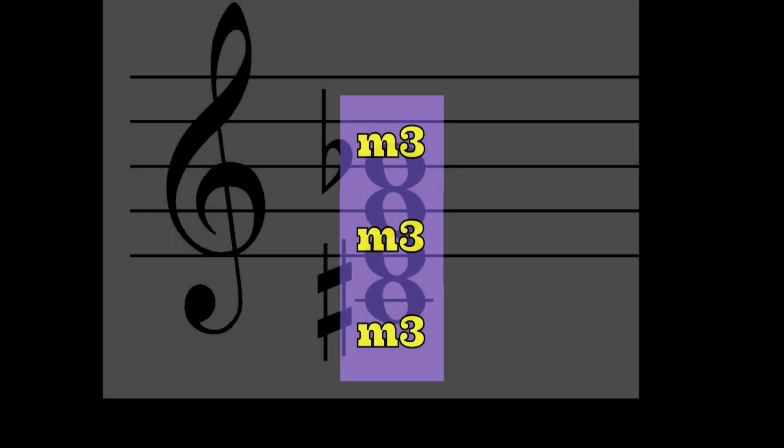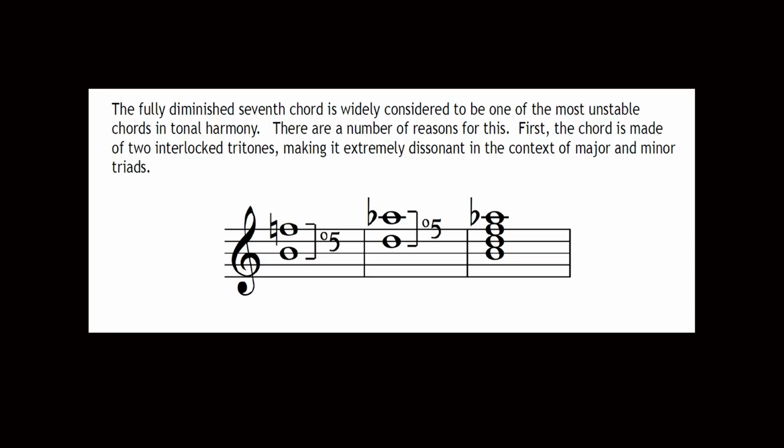Hello, theory students. Today we're going to be rethinking that thing we call a fully diminished seventh chord, which we know is all minor thirds stacked on top of each other. There are a lot of things we can do with this chord, but let's start with what we know. The fully diminished seventh chord is widely considered to be one of the most unstable chords in all of tonal harmony. There are a number of reasons for this.